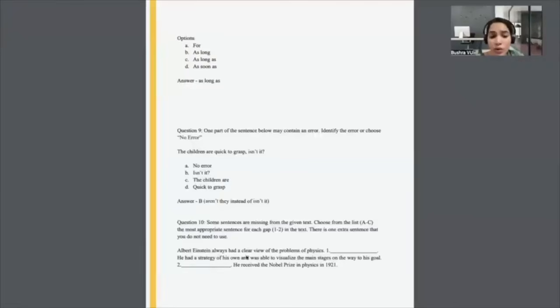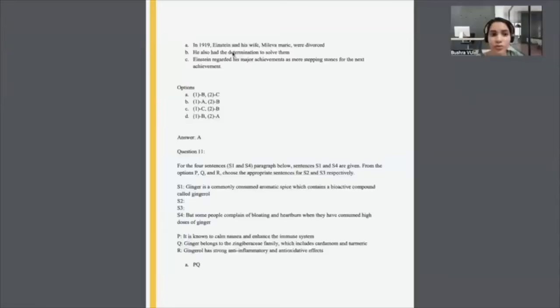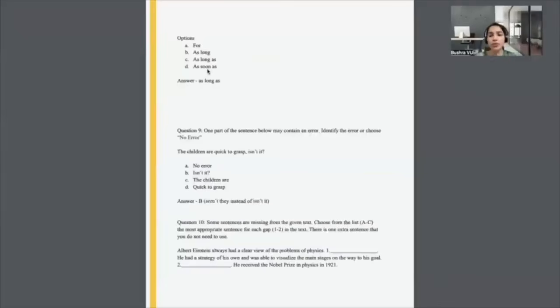Albert Einstein always had a clear view of problems of physics. Okay, he had a very clear view of problems of physics. Let's look at the options. In 1919, Einstein and his wife, Mileva Maric, were divorced. He also had the determination to solve them. Einstein regarded his major achievements as mere stepping stones for the next achievements. Okay, I'm going to give you a cheat code when you are trying to solve these kind of problems.